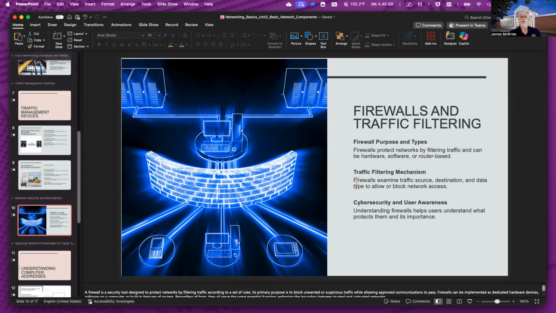So what does it do? Well, the firewall actually looks at the traffic. It looks at where it's coming from, where it's going to, and the type of data that's in it. And then it can block it or allow it depending on rules that are set up. So this firewall becomes extremely important and usually is built into your normal stuff at home.